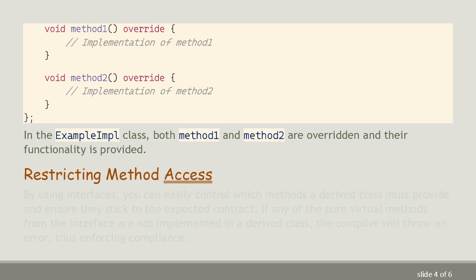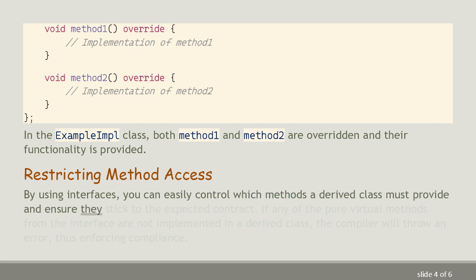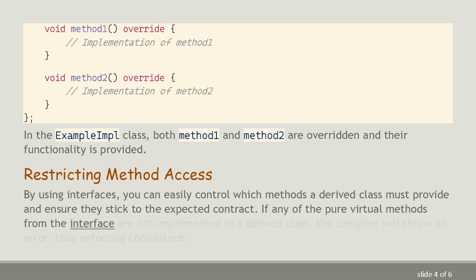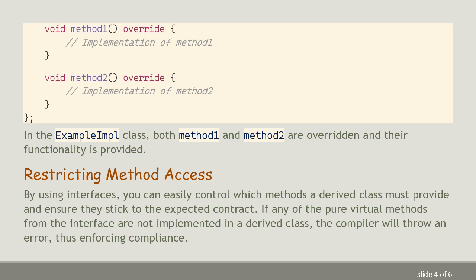Restricting method access. By using interfaces, you can easily control which methods a derived class must provide and ensure they stick to the expected contract. If any of the pure virtual methods from the interface are not implemented in a derived class, the compiler will throw an error, thus enforcing compliance.